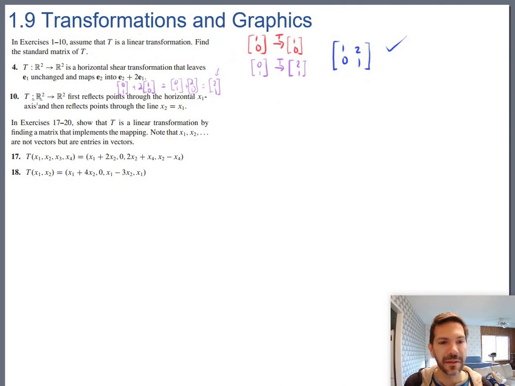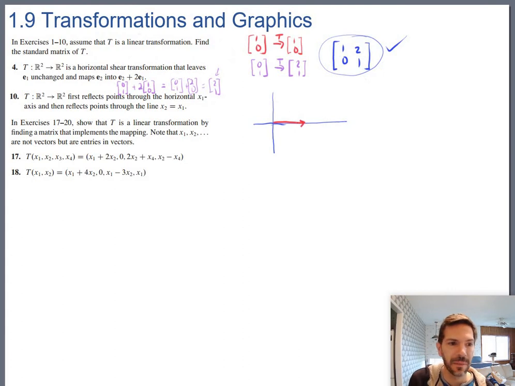for 10, it says this is also R2 to R2. It first reflects the points through the horizontal x-axis and then reflects the points through the line x2 equals x1. So we've got two transformations going on here, but keep in mind ultimately the standard transformation matrix is just about saying where does E1 go and where does E2 go. So let's figure those out. I'm just going to put my standard E1 and my standard E2 on there. So there's E1 and E2 before they transform.